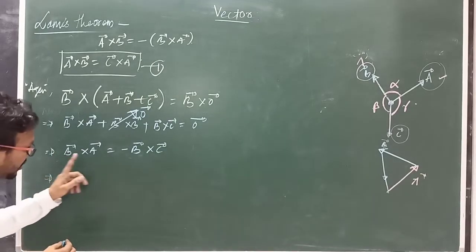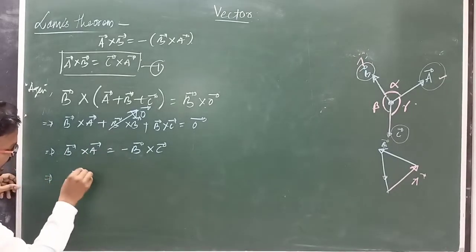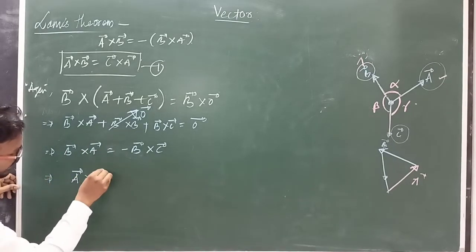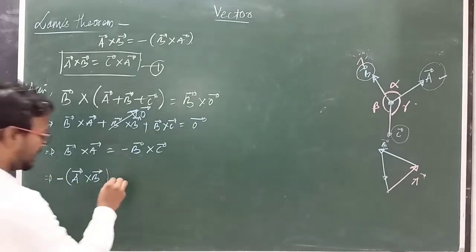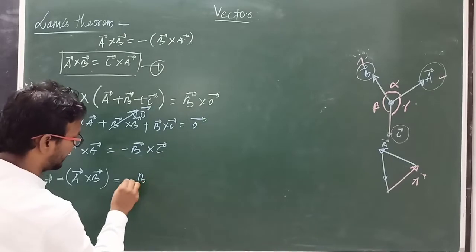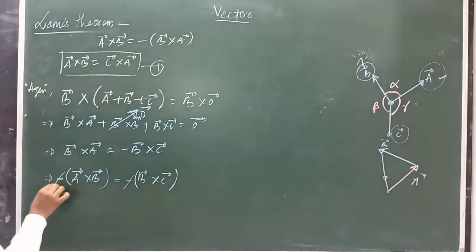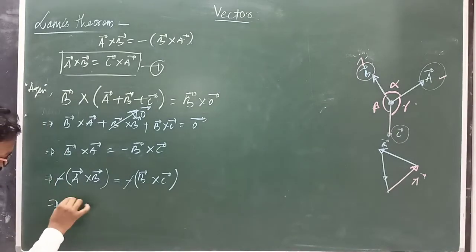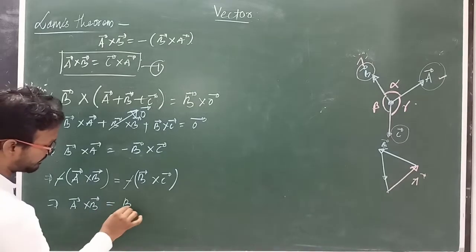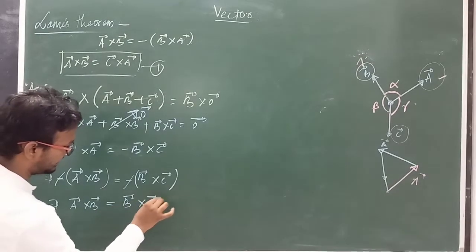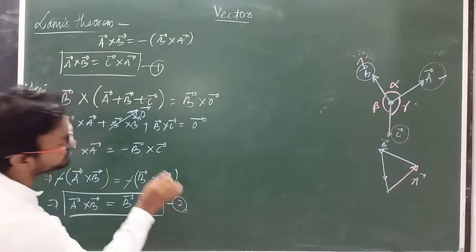If we write the opposite term, b cross a becomes negative a cross b, so you can write a cross b vector but with one negative sign here. Clear? And the remaining term is minus b cross c, and the negative signs cancel. Then the remaining term is a cross b vector equal to b cross c vector. This is equation number 2, the second equation.